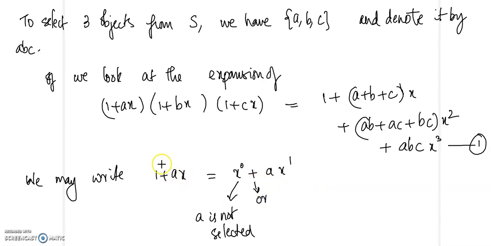So in the term 1 plus ax, when we take combinations, a can be selected or a need not be selected. So the plus denotes that, and a x raised to 1 denotes a is selected once.